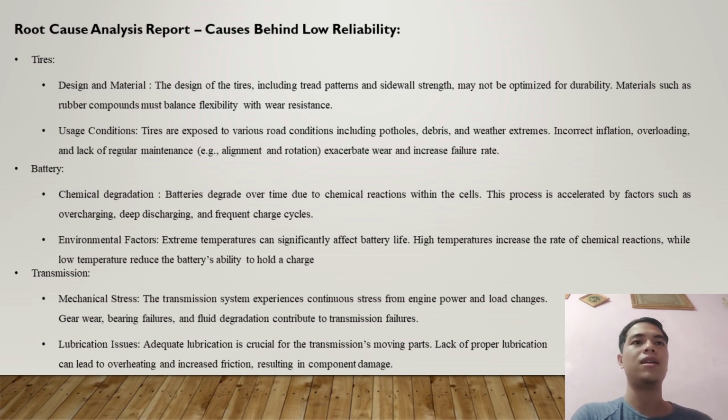Second is environmental factor. Extreme temperatures can significantly affect battery life. High temperature increases the rate of chemical reaction, while low temperature reduces the ability to hold a charge.